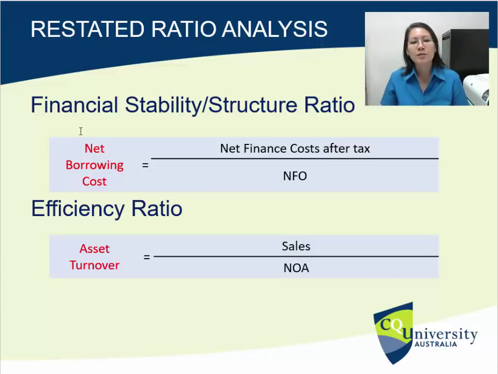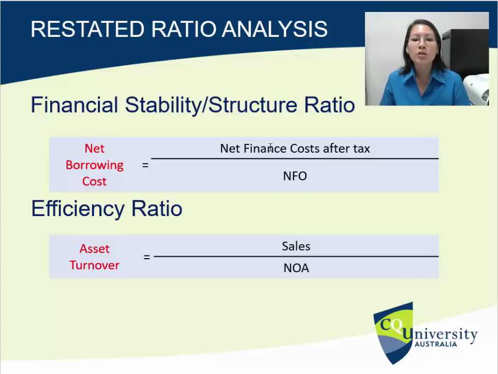So we have a look under financial stability at net borrowing cost, which again is, think about it in terms of your interest rate on your loan. So when you go out to get a home loan, they say, okay, we'll lend you this money and we're going to charge you an interest rate on your home loan of 7%. Okay, so this is what this calculates. It calculates your interest rate, if you like. We call it the net borrowing cost.